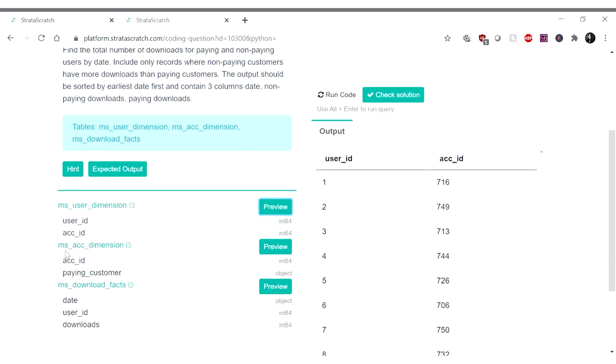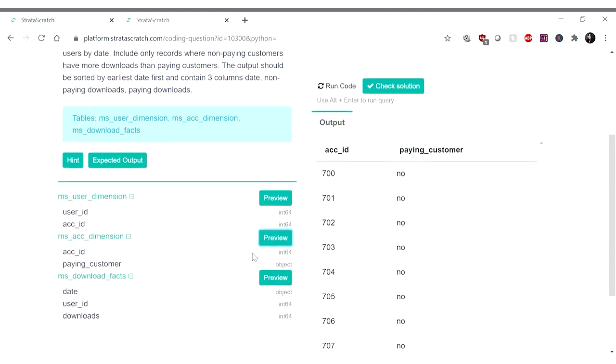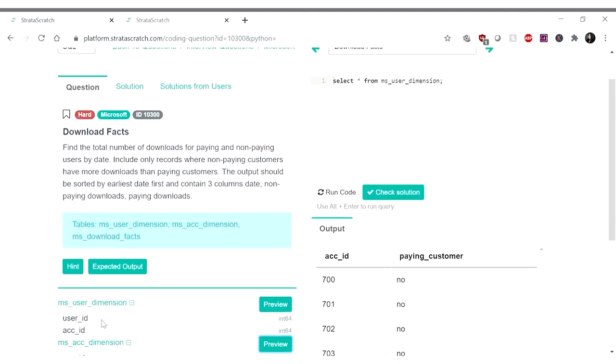Another one, MS account dimensions: account ID and paying customer. I'm assuming paying customer will show me some sort of data, either identifying that it's a paying customer or not, or it's a table that only has paying customers. So let us see. Okay, cool. This is a table that has account ID and it tells you if it's a paying customer or not. So I assume that it's either no or yes. And MS download facts is a fact table that tells you date, user ID, and the downloads.